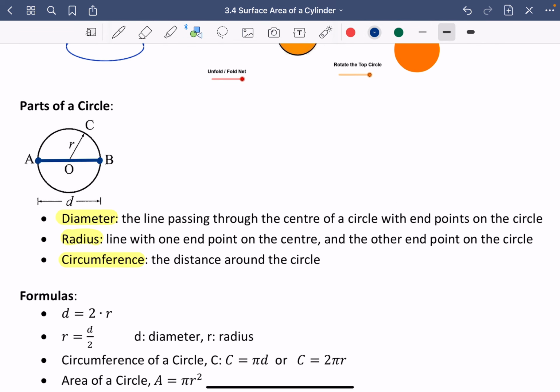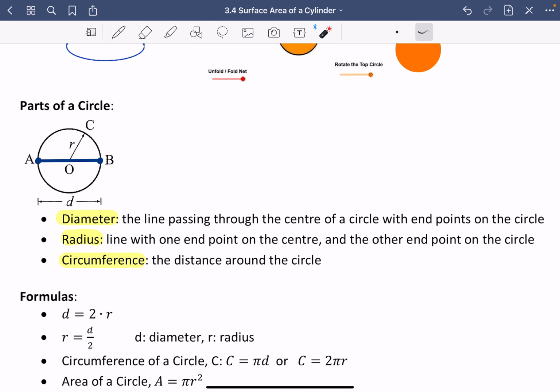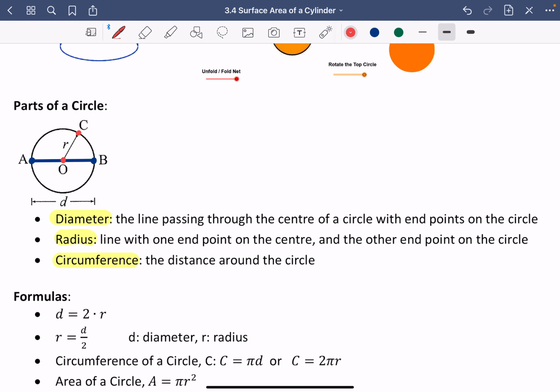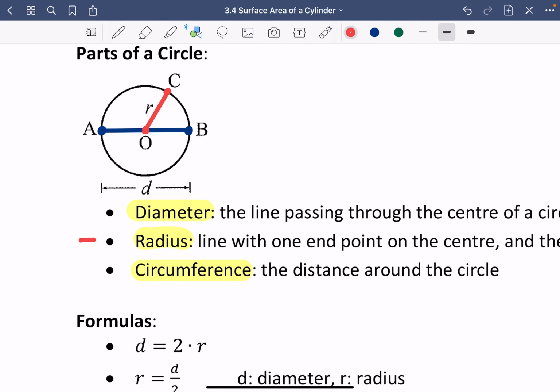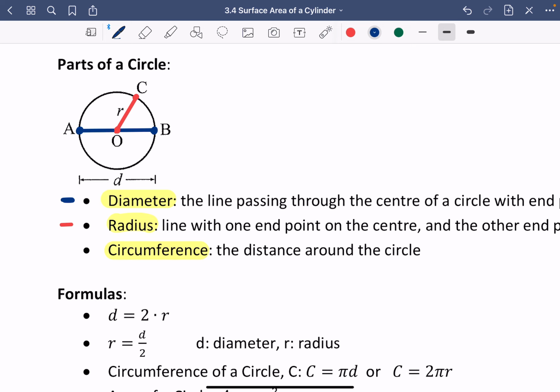Okay, and what is radius? Radius is a line with 1 endpoint on the center. Let me use a different color. 1 endpoint on the center, and the other endpoint on the circle. So like that. So this pink line will be the radius. Let me just label it. So pink is radius, and the blue line is diameter.